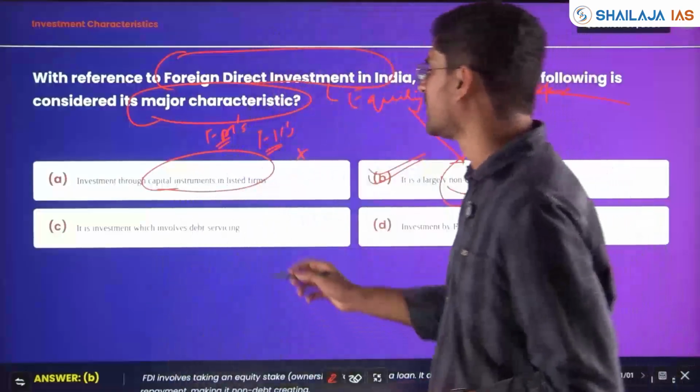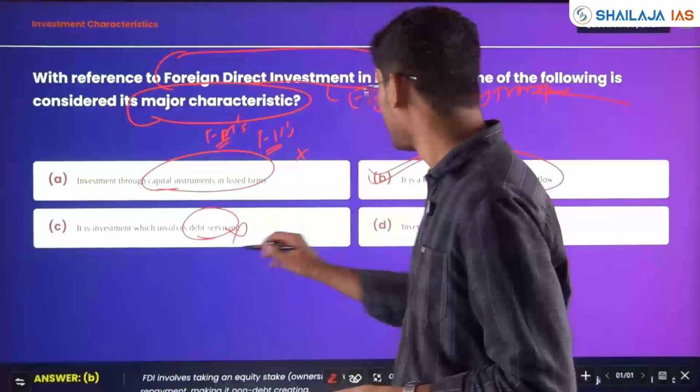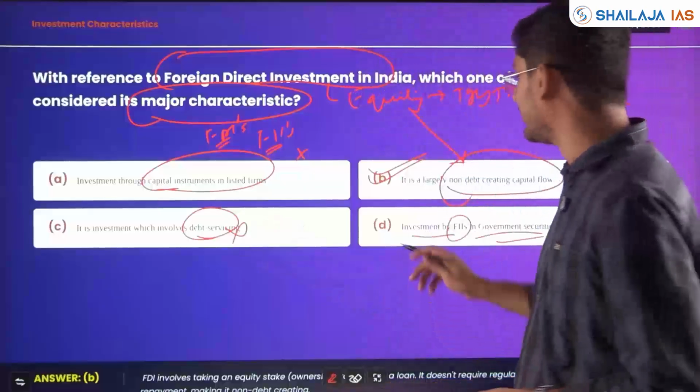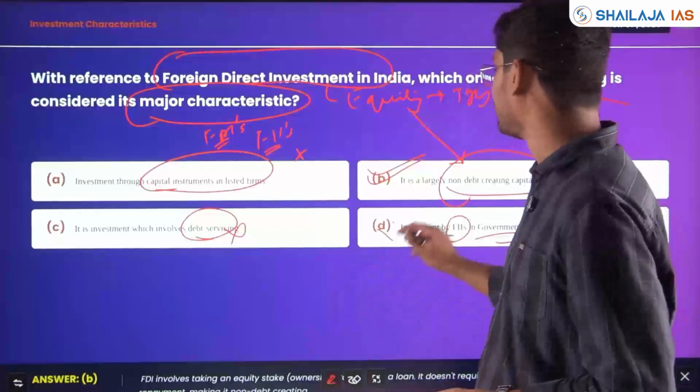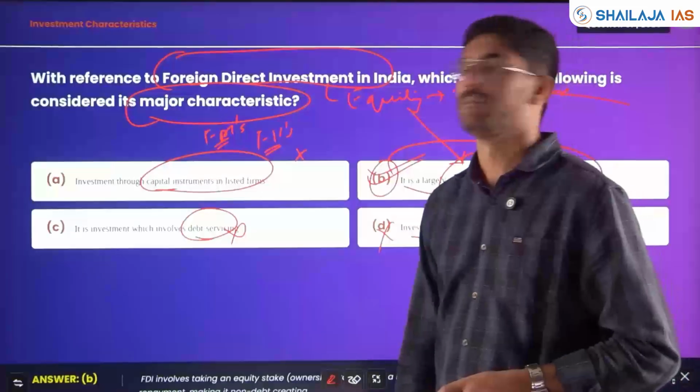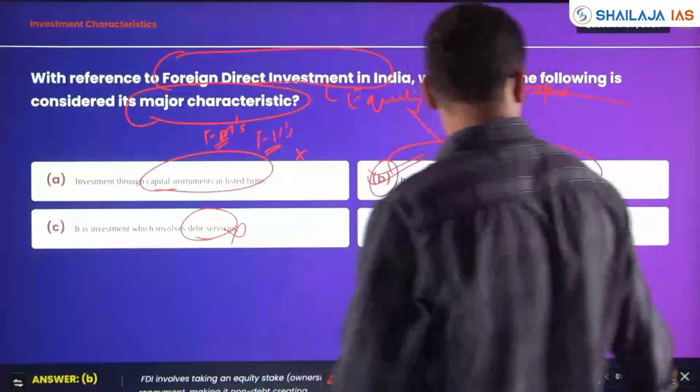Is it an investment which involves debt servicing? No. Investment by FIIs in government securities is not considered necessarily as FDI. So the answer is non-debt creating capital flow, option B. Clear?